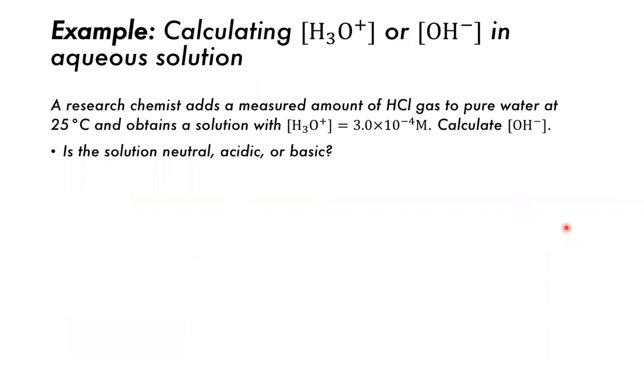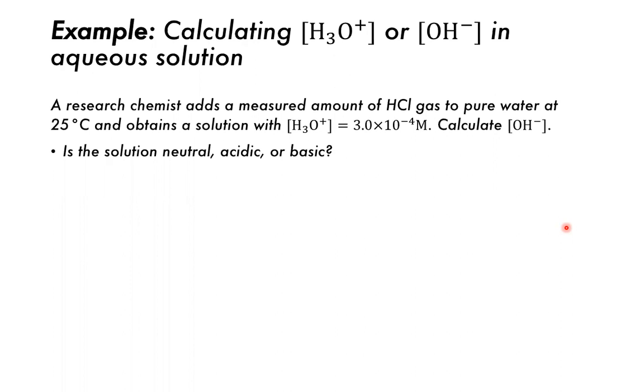So how do we go about using these in calculations? Calculations is where we will be predominantly using these things. So, calculating the concentration of H3O+ or OH- in an aqueous solution. A research chemist adds a measured amount of HCl gas to pure water at 25 degrees Celsius and obtains a solution with H3O+ concentration equal to 3.0 times 10 to the minus 4, and we're asked to calculate the concentration of OH-.